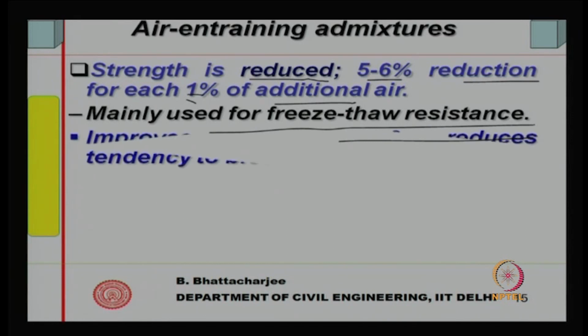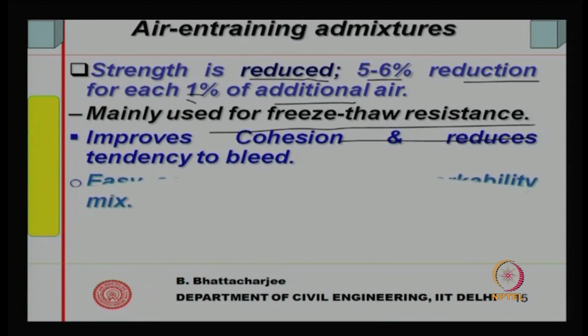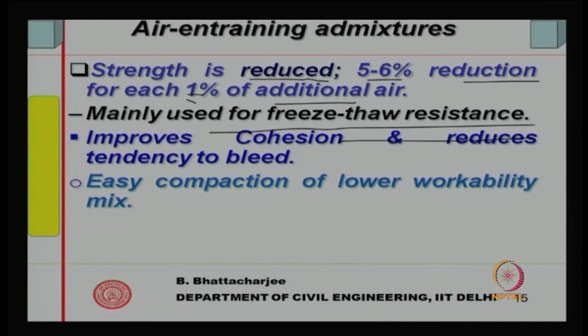How does it do it? Mechanism. Well, we will see that, but it improves cohesion and reduces the tendency to bleed. Of course, a little bit of air entrainment actually improves the workability, that is a side effect. Basically, it improves the cohesion within the concrete, and the tendency to bleed is reduced because it can retain the water more. So, naturally, easy compaction is possible at lower workability. Essentially, it increases the workability of the mix.